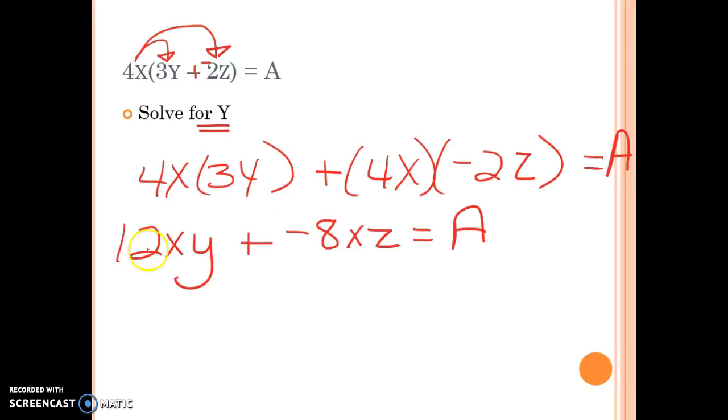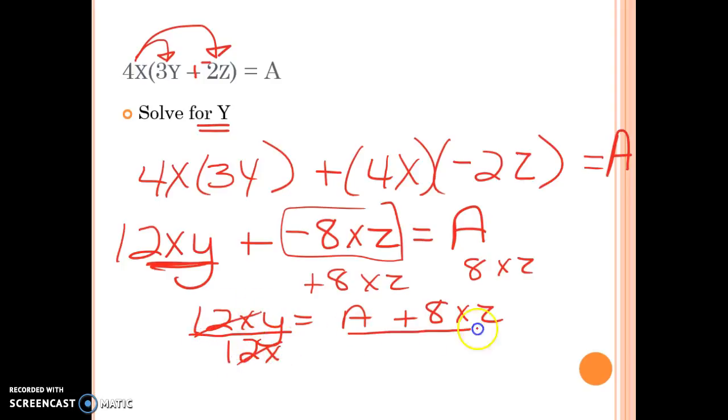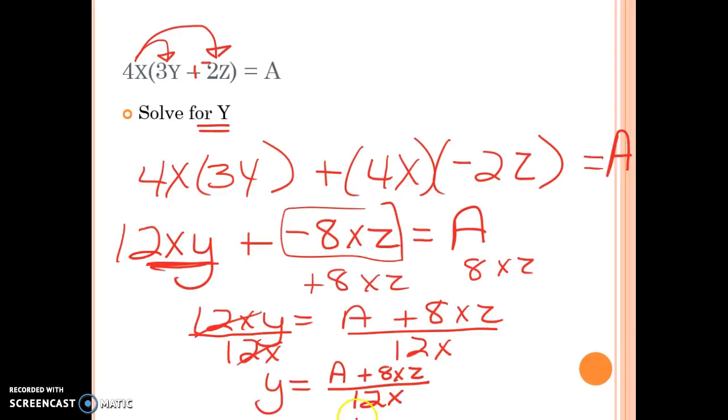We want to solve for y. Where's our y term? Let's move this first by adding 8xz to both sides. And we get 12xy is equal to A plus 8xz. We want y. How can we get it all by itself? By dividing by 12x. But what we do to one side, we have to do to everything on the other side. 8xz divided by 12x.